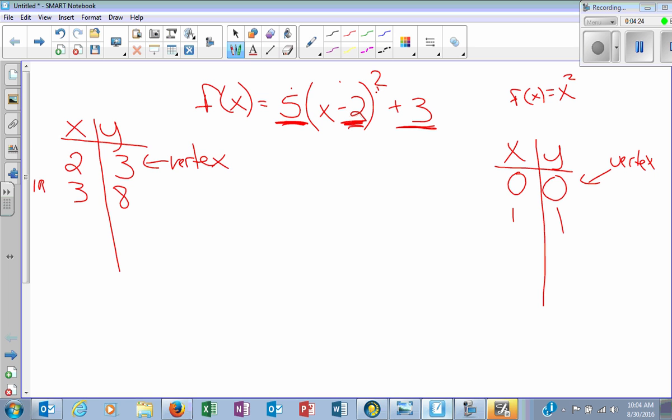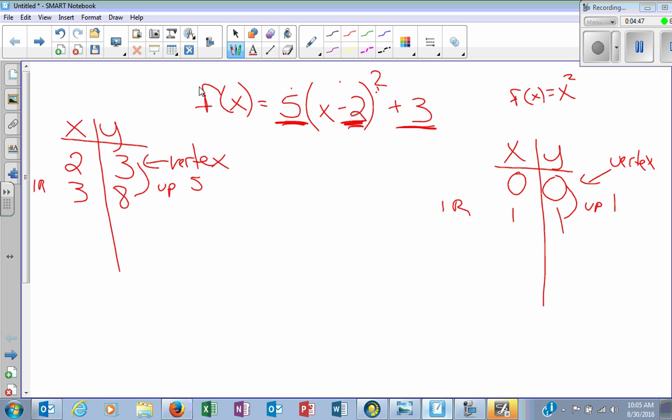When I went 1 to the right here, I went 1 to the right here, so that's the same. What happened here? I jumped up 5. What did I jump up here? Just up 1. Are you following me so far? Plugged in and chugged.